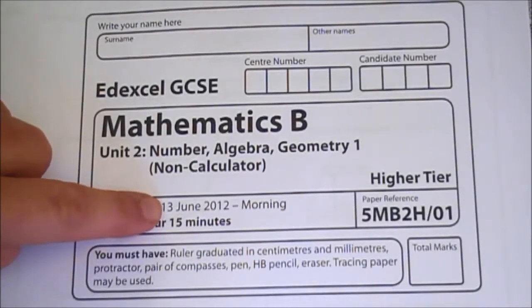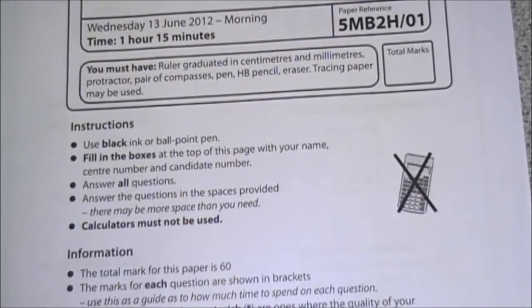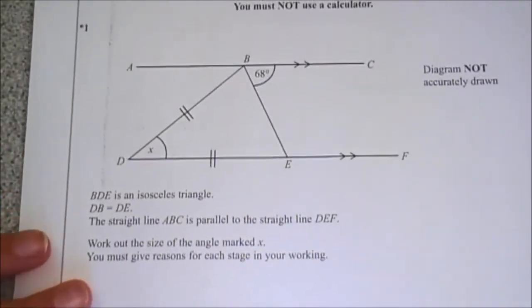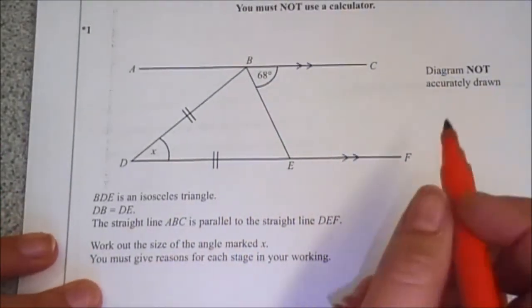This is the June 2012 paper, number algebra and geometry. No calculator to be used. Question 1 is an angles in parallel lines question.